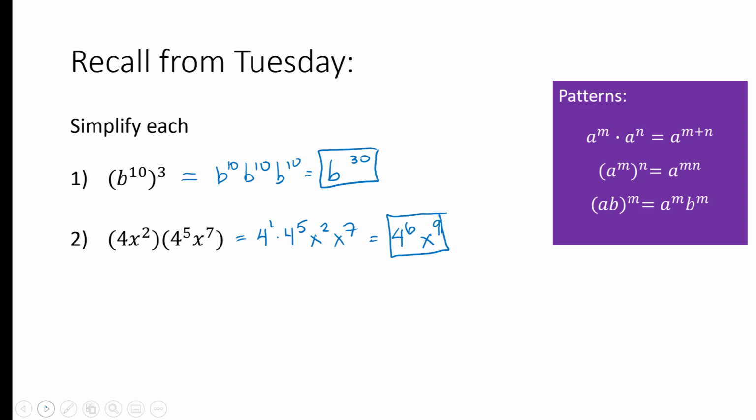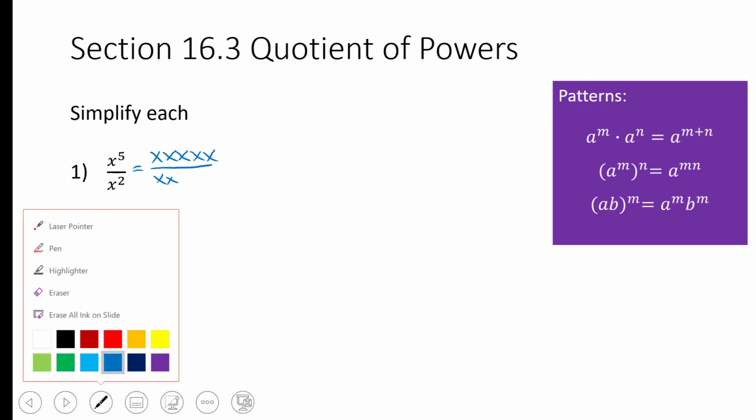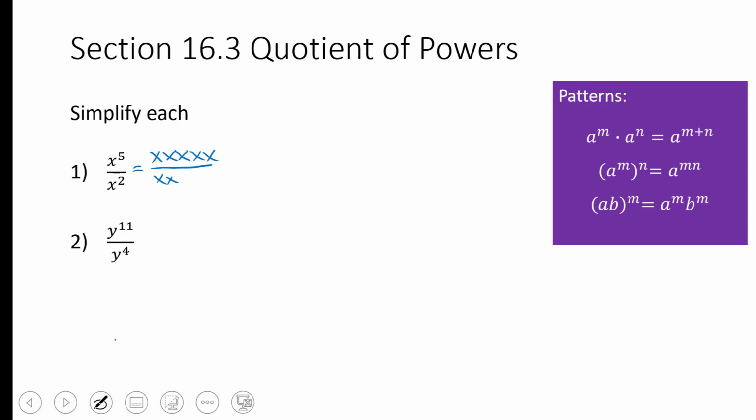All right, let's jump into the new stuff for today. Here we're looking at quotients. So we're going to do the same thing. We're going to write out what this actually means. So x to the 5th, we're going to write 5 x's. And x squared, we're going to write 2 x's. And then I want you to think about, well, what's x divided by x? We know that makes 1. So I'm going to write what is essentially a big 1. x divided by x is 1. x divided by x is 1.